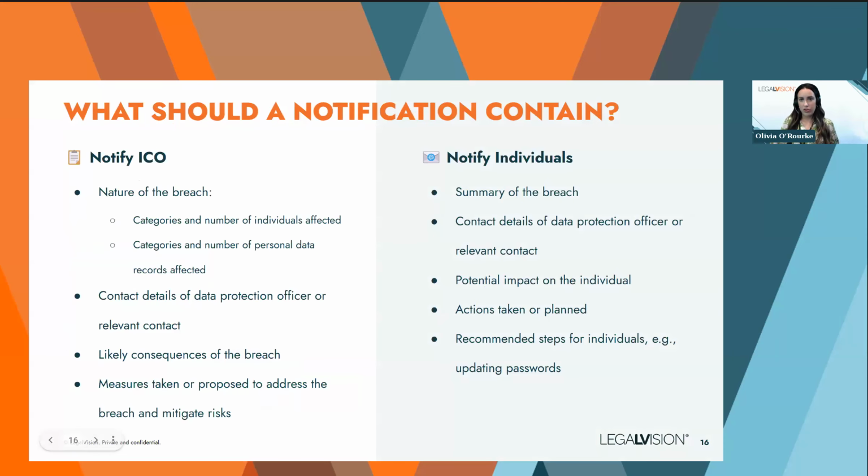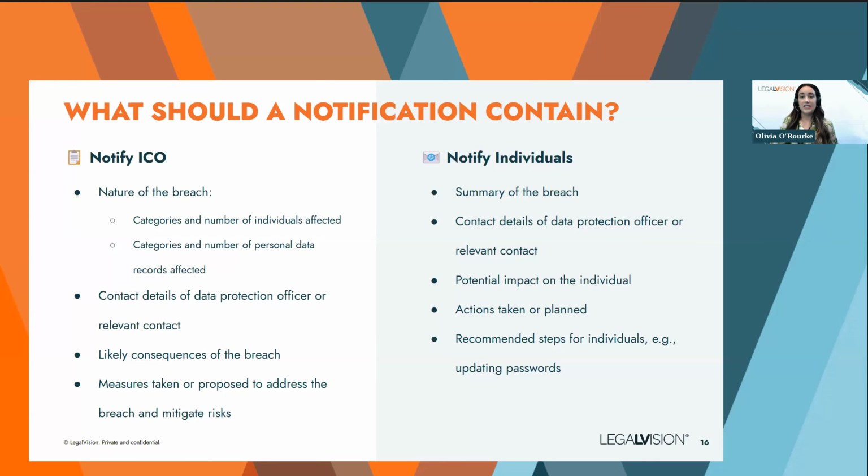Now, we've talked about the notification obligations, but what should the notification contain? So if you need to notify the ICO, the notification to the ICO should contain a description of the nature of the personal data breach. For example, where possible, the categories and approximate number of individuals that have been affected, and the categories and number of data records that have been affected. So not only the number of individuals, but also the number of data records affected.